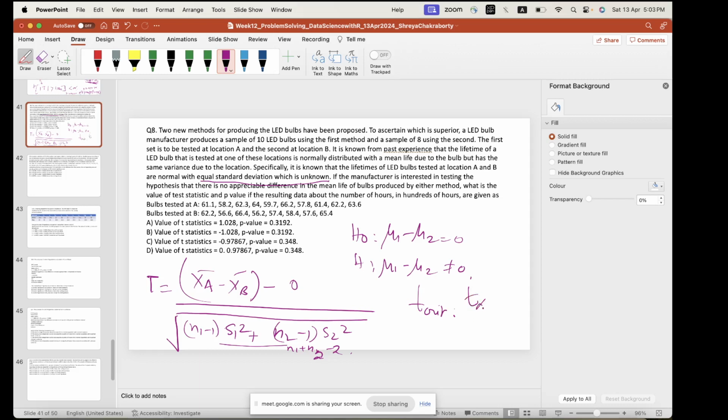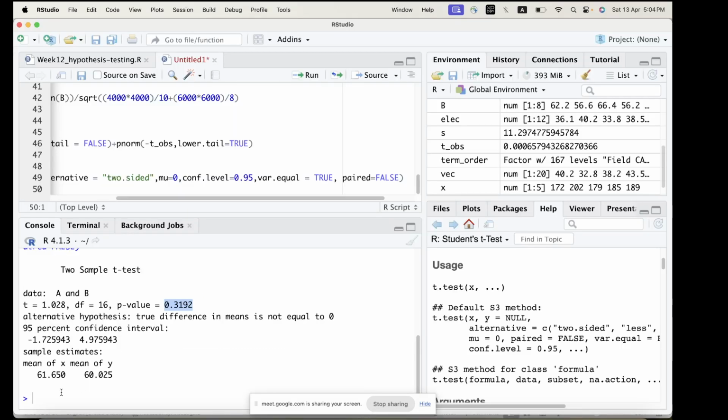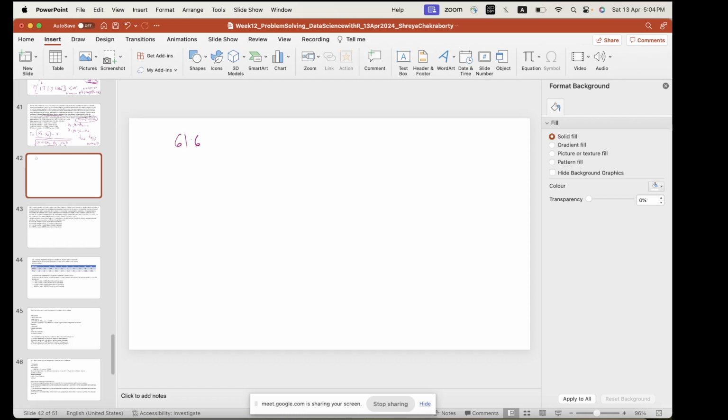That point t alpha by 2 such that area above is 0.025 and the degree of freedom is n1 plus n2 minus 2. So now you see n1 plus n2 is 18, minus 2 is 16. So it is matching. Now this one we'll try and calculate. So xA bar was, here we can write 61.65, and xB bar was 60.025.